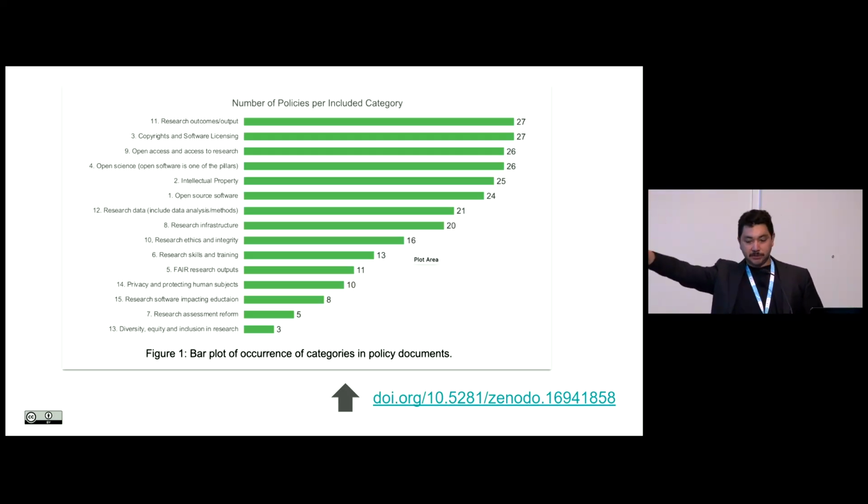The not so much mentioned topics are related to diversity, equity, and inclusion in research. So people do not necessarily see it as a connection or that needs to be mentioned in the research software policy, but also not much about research assessment reform in the context of recognizing and rewarding research software developers or people that develop scientific code. That's also not mentioned in those policies. Or research software impacting education. So what we see mainly are topics and characteristics that had mainly to do with the managing of software beyond the impact of research software and the recognition of their developers. This report is already available in Zenodo, just like the 2 other reports.